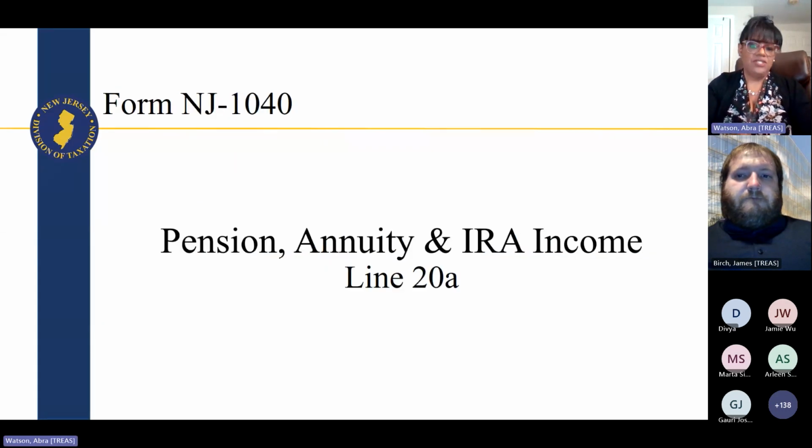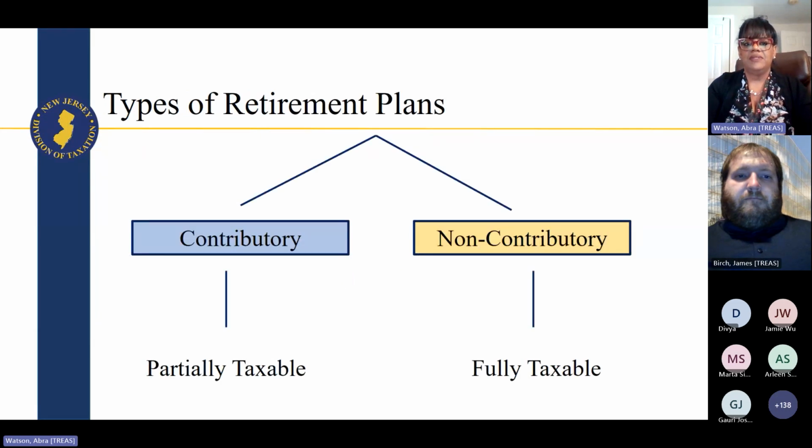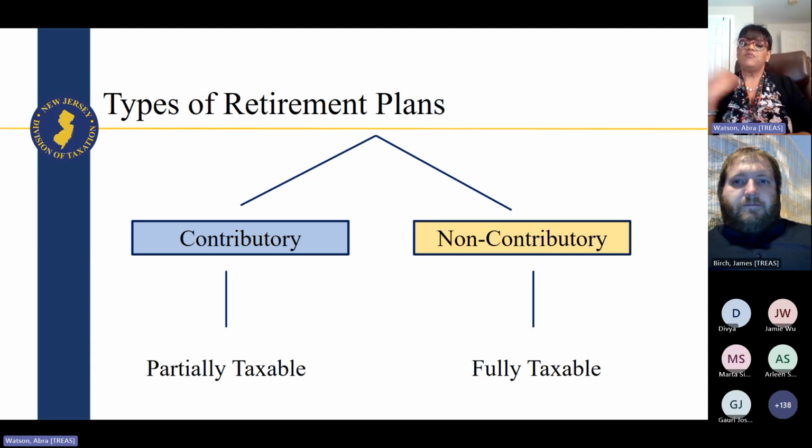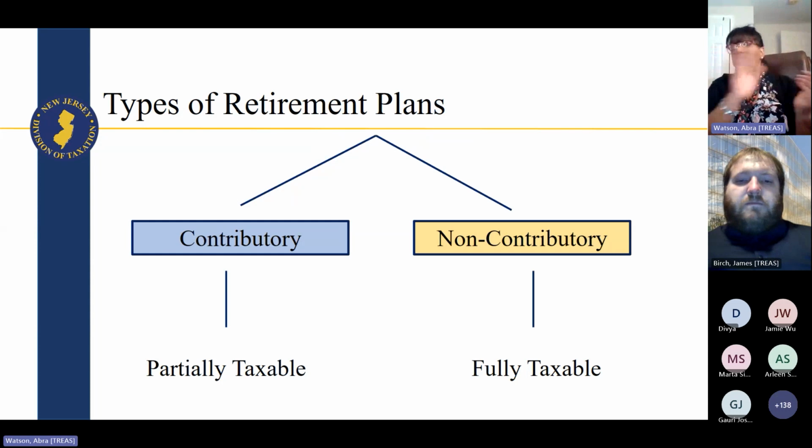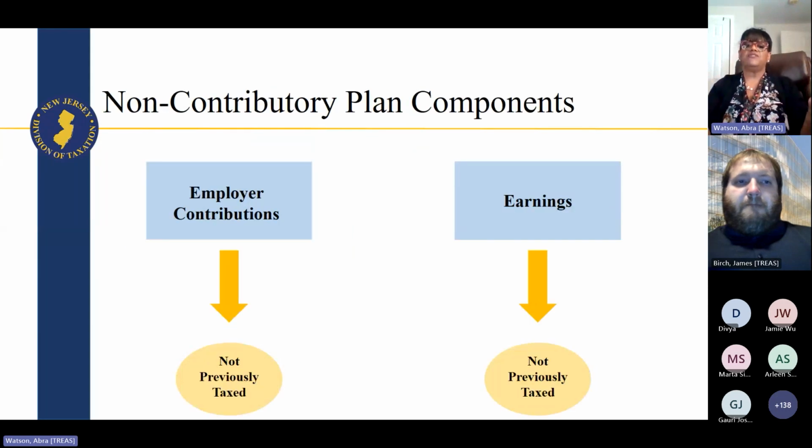All right, pension, annuity, and IRA income. There are two different types of plans, and the one I call the dinosaur is the non-contributory, because I just don't think you really see them anymore. This was back in the day when I first started working, where your employer just paid it in for you. You didn't have to contribute anything. The employer did it all for you. So that's fully taxable. The contributory one is where you put money in, your employer puts money in, maybe, maybe not, and then there's interest. Those are partially taxable. So I'll break it down a little further for you.